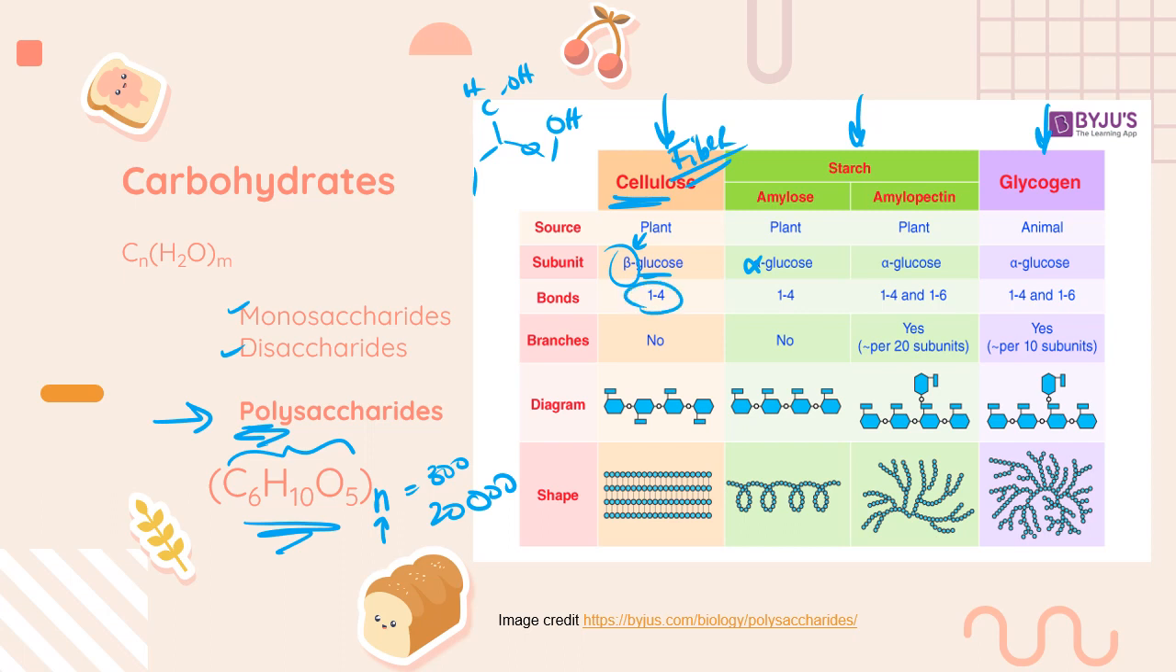The bonds are 1,4, so we have just carbon number 1 to carbon number 4 of the next glucose monomer bound together. There are no branches, and we'll talk about this branching thing on the next couple slides. Cellulose is going to look like this, definitely a straight chain, don't see any branches. What's kind of cool though is that each of these lines of beta glucose monomers that are becoming this cellulose polymer, each of these chains will hydrogen bond to other chains and make these stacks, which are super strong, which is why it's such a good material for plant cell walls.